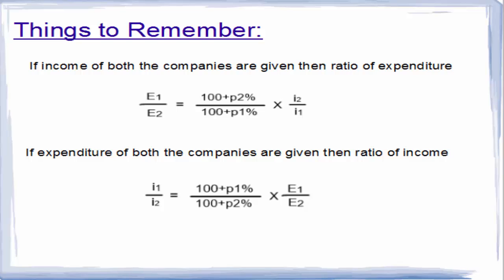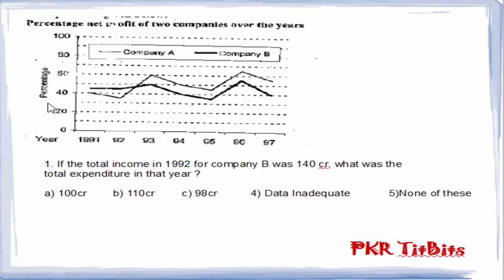So let's get started. They have given profit percentages on the y-axis and years on the x-axis, varying from 91 to 97. Company A is represented by a thin line and company B by a thick line. The y-axis shows 20, 40, 60, 80 and 100. Coming to the questions: if the total expenditure in 1992 for company B was 140 crore, what was the total income in that year?